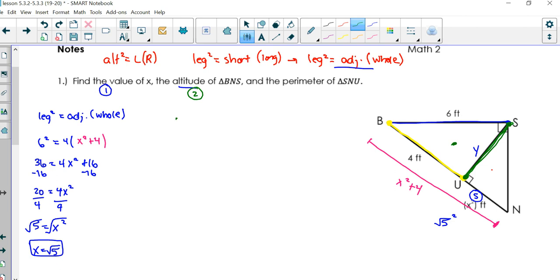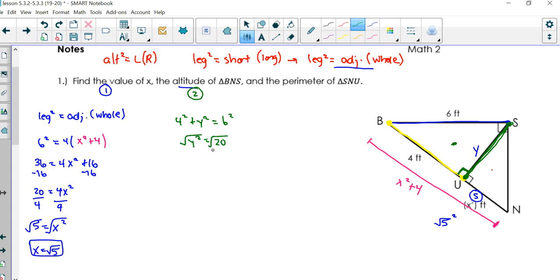So I could do a squared plus b squared equals c squared. Notice this right here is my right angle. So I could say this leg squared plus this leg squared equals the hypotenuse squared. Okay, and then that would mean that y squared equals 36 minus 16, which would be 20. And I'm going to take the square root of that.